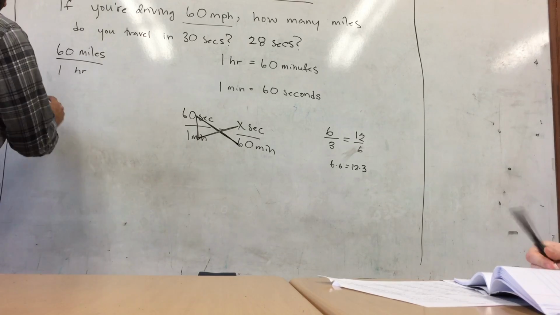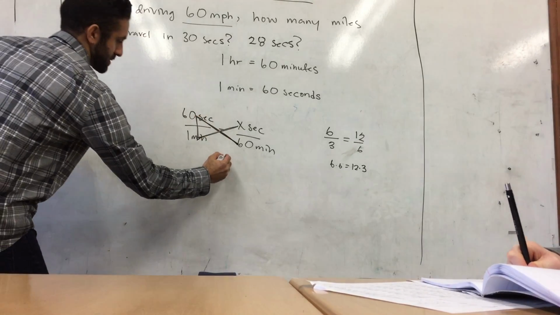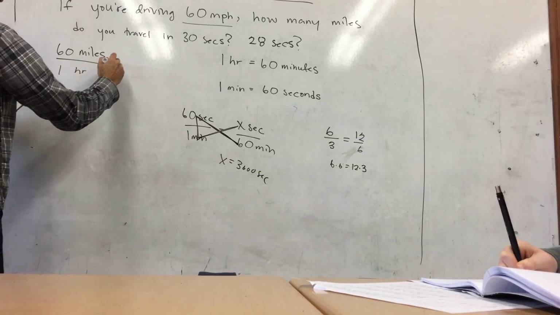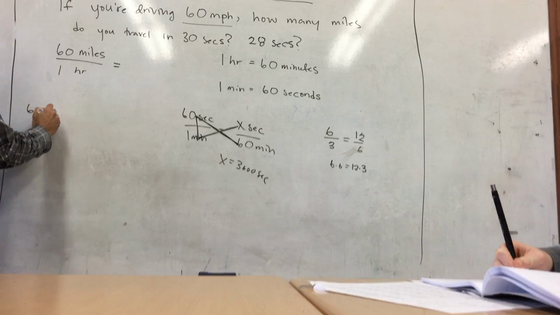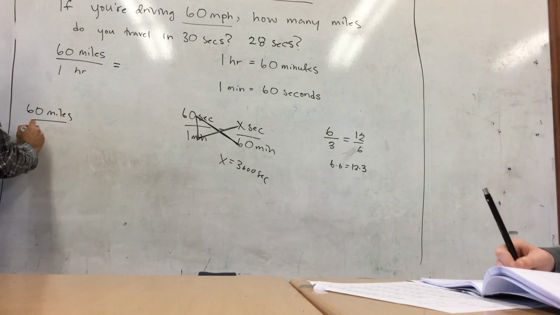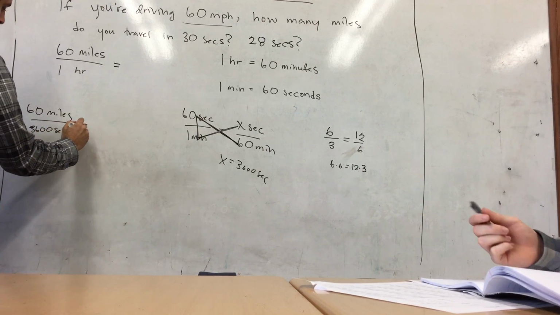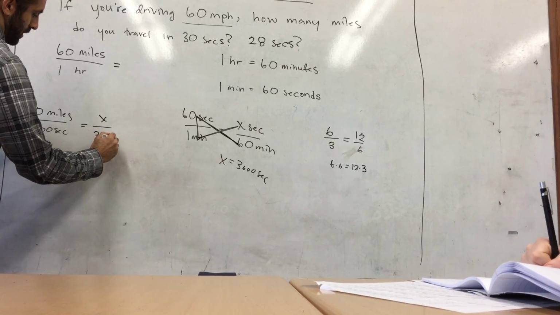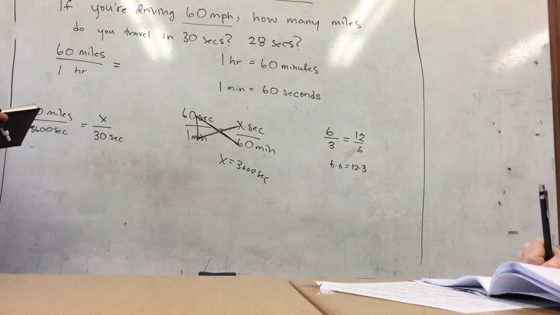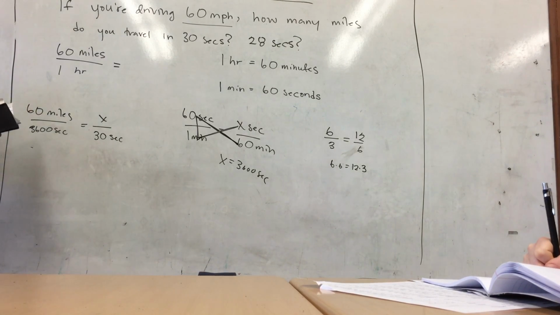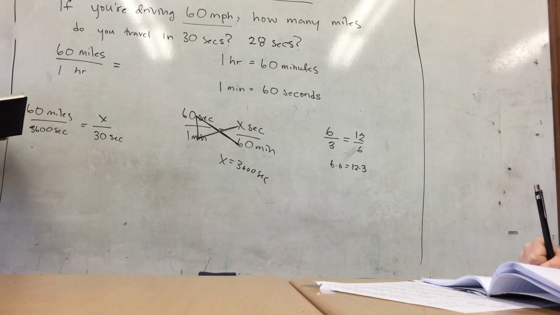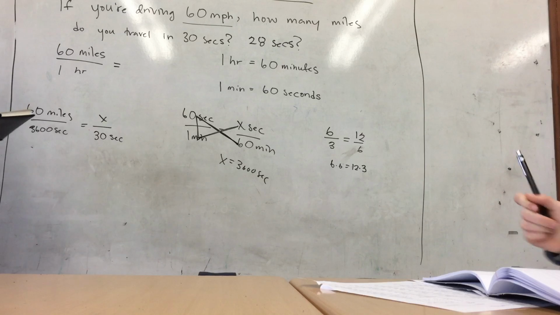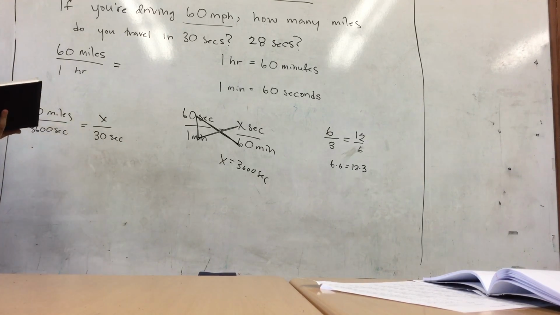Pretty cool. Now that we have x equals 3,600 seconds, we can say 60 miles in 3,600 seconds is equal to how many miles in 30 seconds, right? And we already know what this is going to be because Avery figured it out in his head. But with the calculator, okay, who's got a calculator? I do. We need to confirm Avery's math.